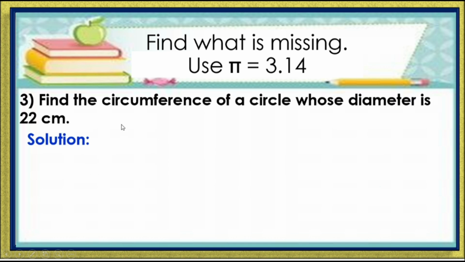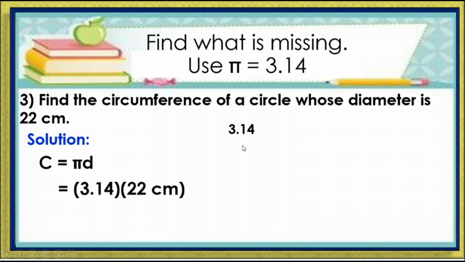Okay, so let's have another problem to further analyze the concept of circumference. So let's find the circumference of the circle whose diameter is 22 centimeters. So we don't need to convert the value of this one because we already have a diameter. So the solution is C is equal to pi multiplied by D. Then again, substituting the value of pi, 3.14. Then the value of D is 22. Then multiply it. 3.14 multiplied by 22.